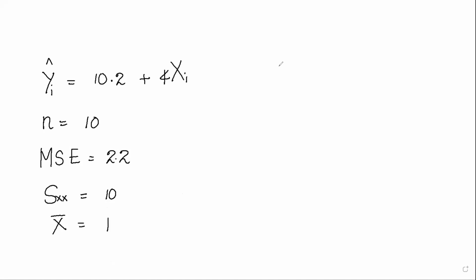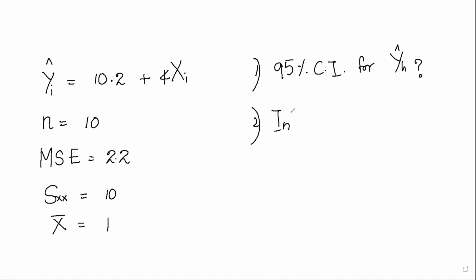So you have to construct a 95% confidence interval for Y hat. This is the question. I'll give you time. Do this and interpret. So this is one, the second one is interpret. I'll give you time. Slowly take your time and do this.